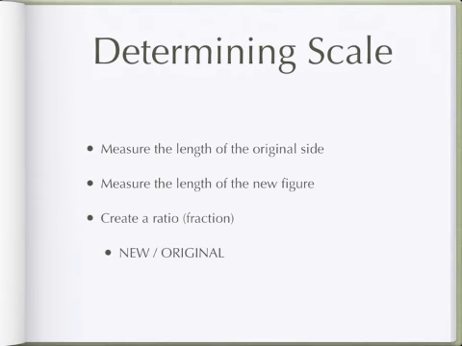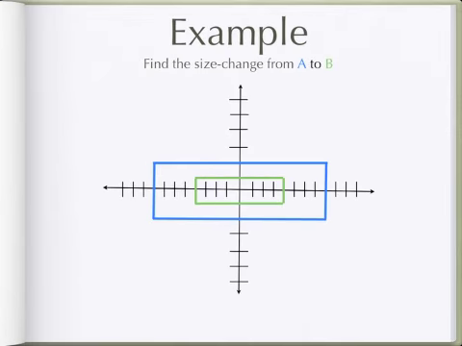Another thing we can do with dilations is determine a scale given some pictures. So what we do is we measure the length of an original side, measure the length of a new figure, and then create a ratio, which is just a fraction, of the new divided by the original. So let's take a look at this example. I want to find the size change from A to B. Well, A is the larger blue box and green is the smaller box.